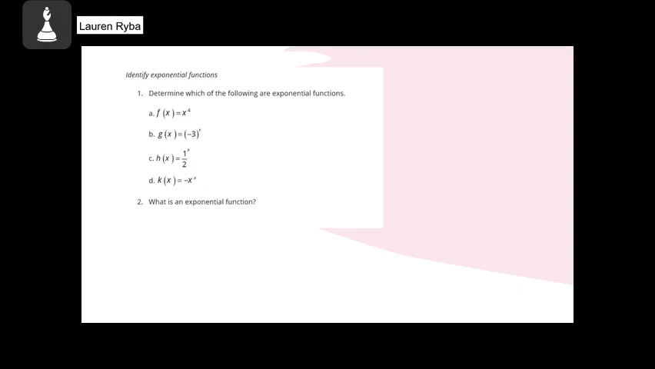So taking a look at number 1, it has 4 functions listed, and we need to determine if they are exponential functions. So the first thing is, is the base a number? Well, in this first one, no, the base is x. So this is no, because the base is x. When I look at the next one, negative 3 to the x, the base is a number. The power is the x, but the problem is the base is negative. So no, because the base is negative. That breaks the third rule.